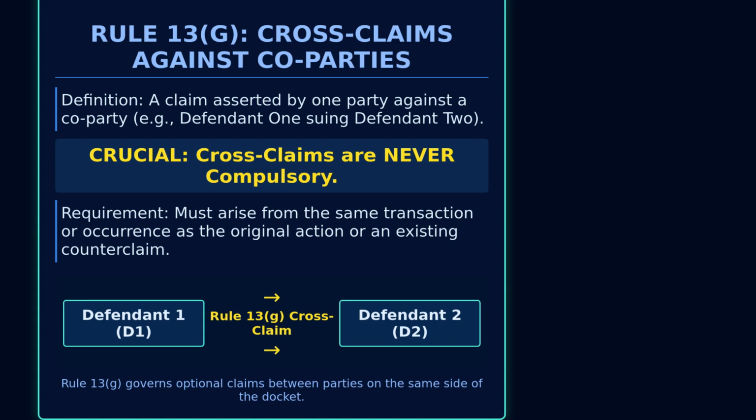The most critical distinction to internalize is this: cross-claims under Rule 13g are never compulsory. You are never required to bring a cross-claim. However, if you choose to bring one, there is a significant limitation on its scope. Rule 13g mandates that the cross-claim must arise out of the same transaction or occurrence that is the subject matter of the original action, or it must relate to any counterclaim already asserted. This transactional nexus requirement ensures that while the claim is optional, it must still be logically connected to the existing litigation, preventing the introduction of entirely unrelated matters between co-parties.